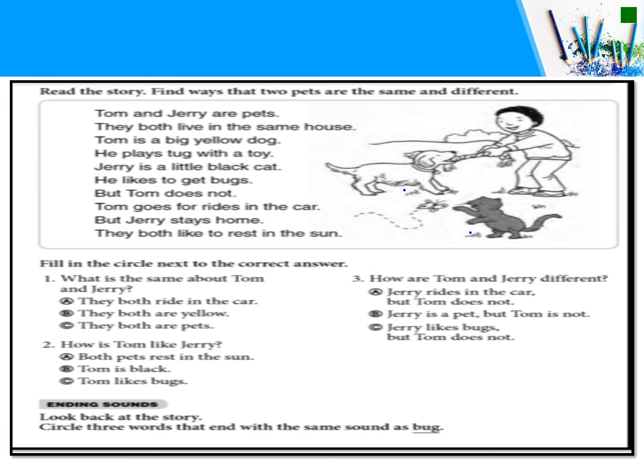Read the story, find ways that two pets are the same and different. Tom and Jerry are pets. They both live in the same house. Tom is a big yellow dog. He plays tug with a toy. Jerry is a little black cat. He likes to get bugs, but Tom does not. Tom goes for rides in the car, but Jerry stays home. They both like to rest in the sun.